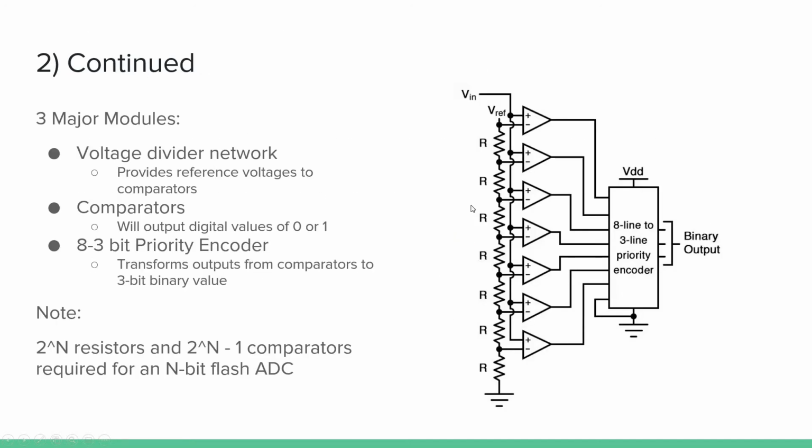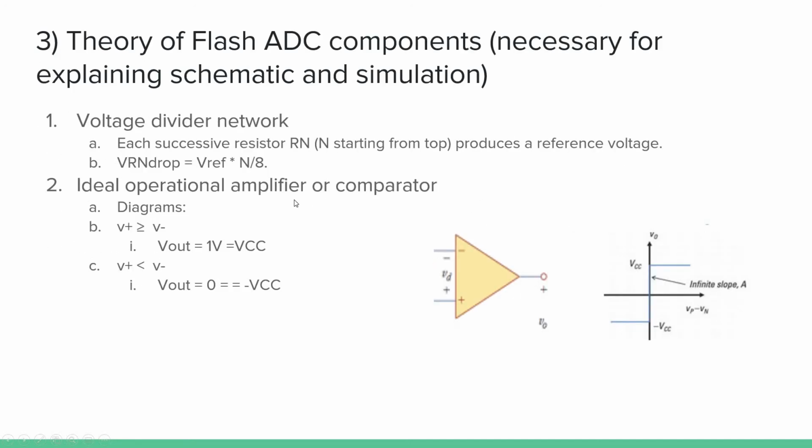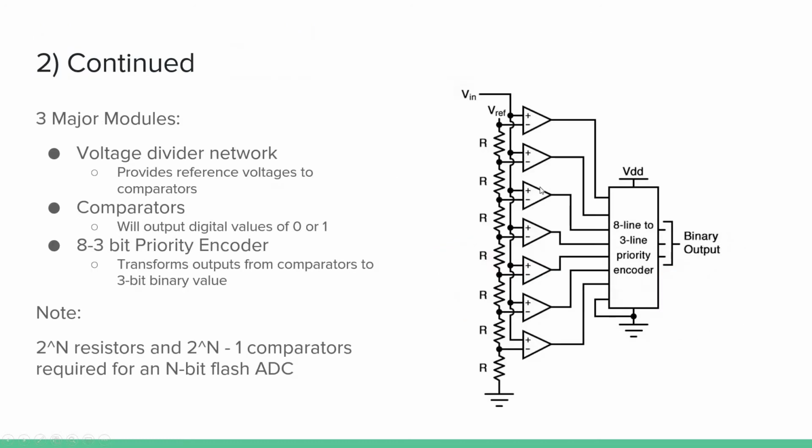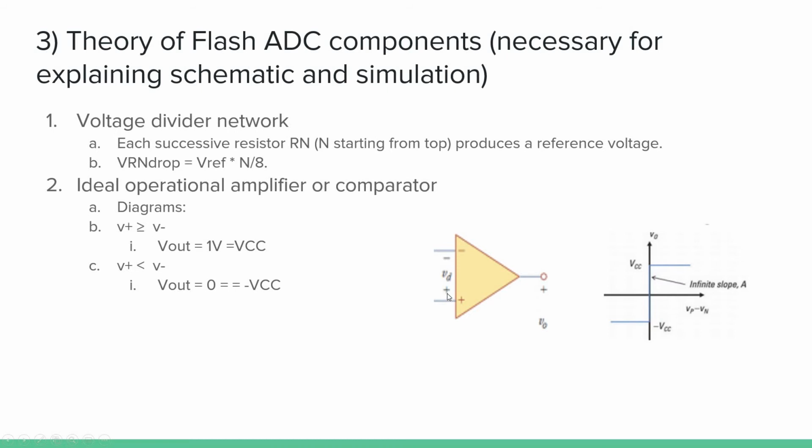And then in terms of the comparator theory, the ideal amplifier in general has these positive and negative terminals. Given their relationship, if V plus is greater than or equal to V minus, it will produce VCC, which for the comparator is defined to be 1 to produce the digital values. And if V plus is less than V minus, then the output will be 0.